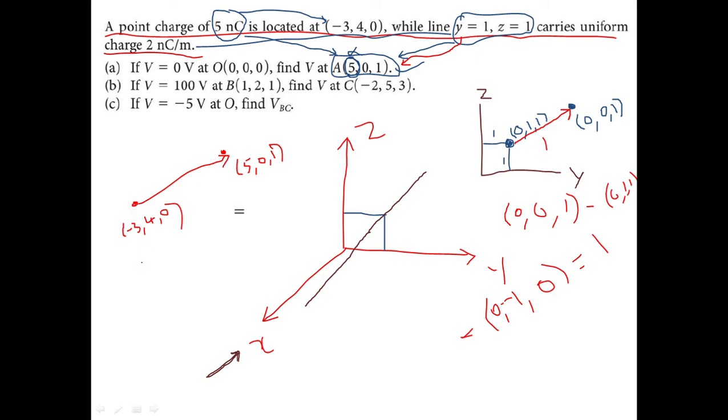So final minus initial, what will it be? 5 minus of -3 is 8, 0 minus 4 is -4, 1 minus 0 is 1, right? I think this will be root of 81, so the answer for this will be 9. So we got the distance for these two. Now the distance between this point and the point charge is 9, and the distance between this point and the infinite line charge is 1, right?